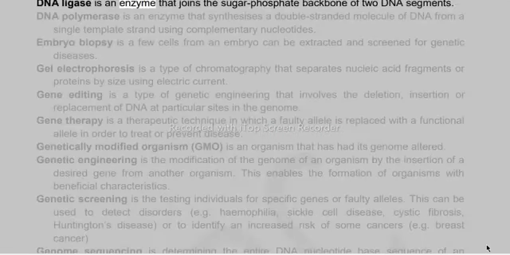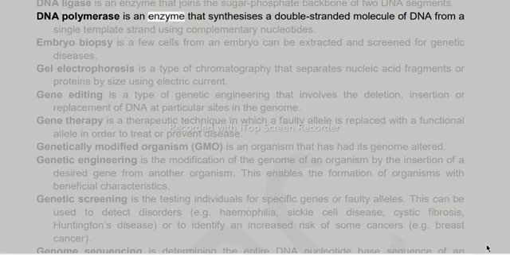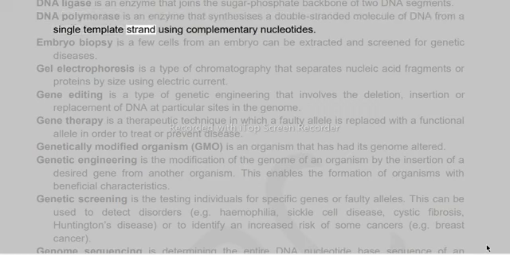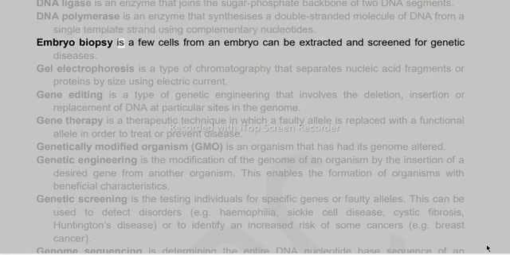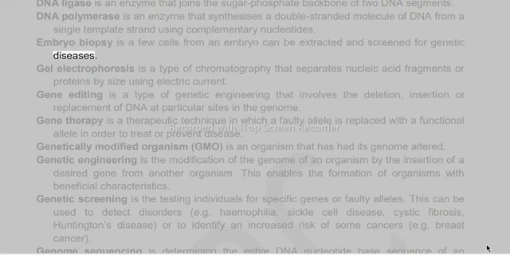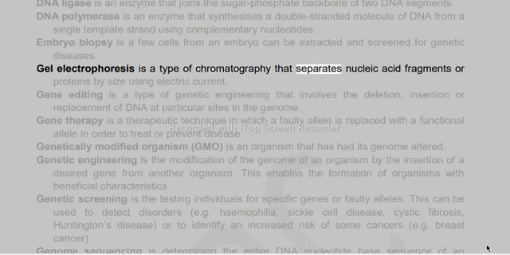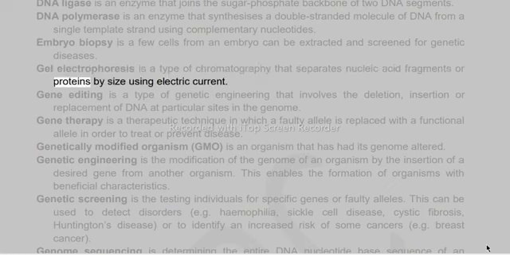DNA ligase is an enzyme that joins the sugar phosphate backbone of two DNA segments. DNA polymerase is an enzyme that synthesizes a double-stranded molecule of DNA from a single template strand using complementary nucleotides. Embryo biopsy: a few cells from an embryo can be extracted and screened for genetic diseases. Gel electrophoresis is a type of chromatography that separates nucleic acid fragments or proteins by size using electric current.